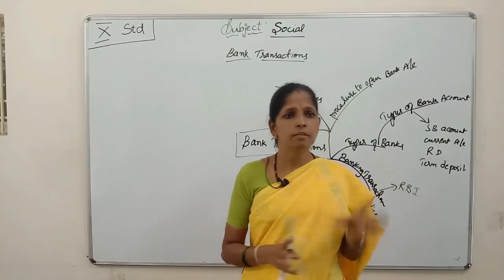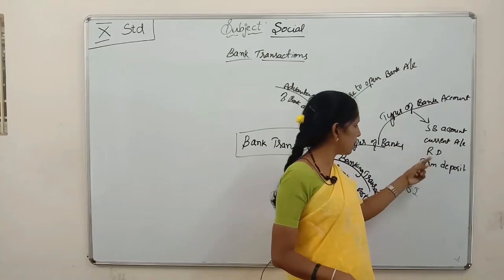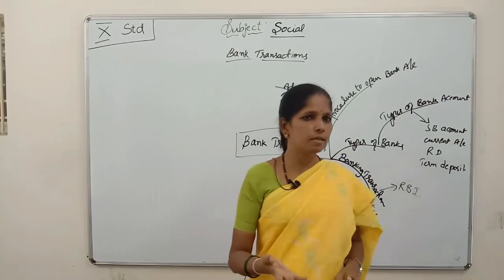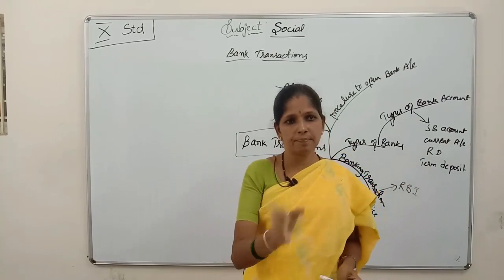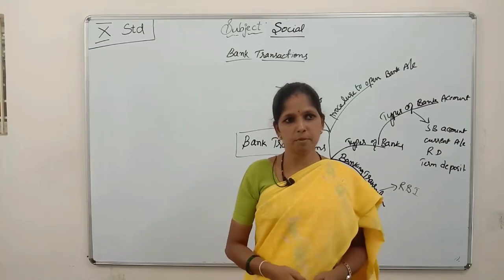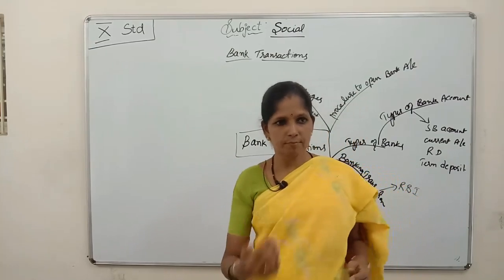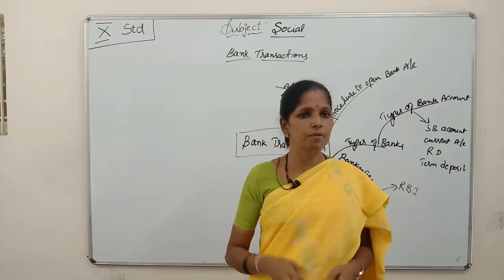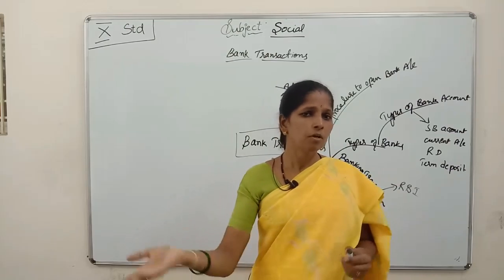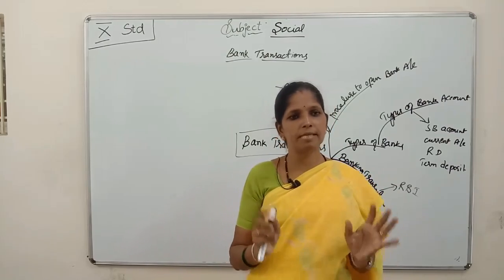The first step is to decide what type of account you want to open, whether you want an SB account, current account, RD or term deposit. After fixing your mind on savings bank account, current account, recurring deposit or fixed term deposit, you have to decide which type of account you want to open. After that, approach the bank of your choice. Whichever bank is very near to you, you approach that bank and decide to open a particular type of account.